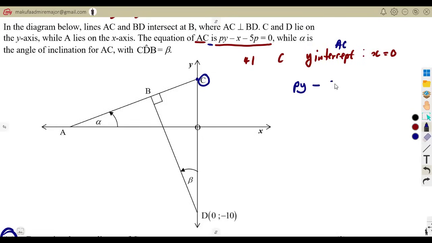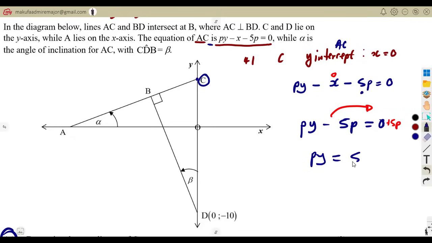That's py minus x minus 5p is equal to 0. So do not worry that it's in terms of p. Know that for the y-intercept, x is equal to 0. So this one is a 0 there, meaning we do not have anything. It's just py minus 0, meaning we are going to have py minus 5p equal to 0. Remember, x is equal to 0. Solve for y there. So how can we solve for y, guys? We can take the minus 5p to the other side, so it becomes a positive there. So py is equal to 5p.